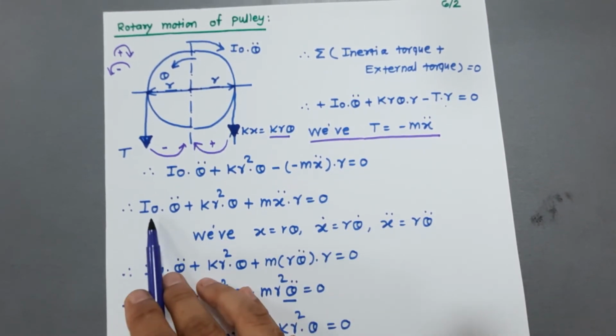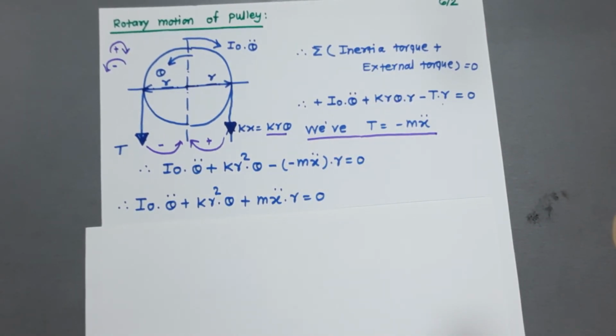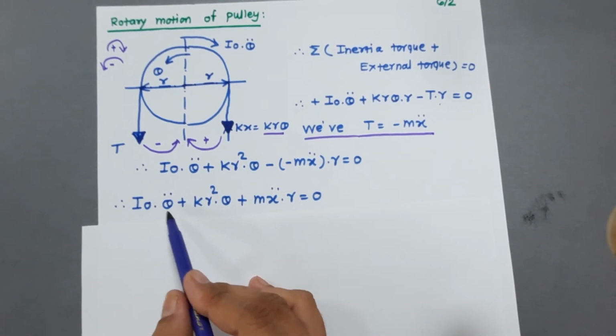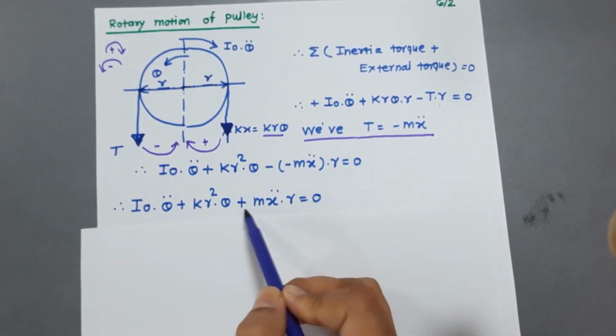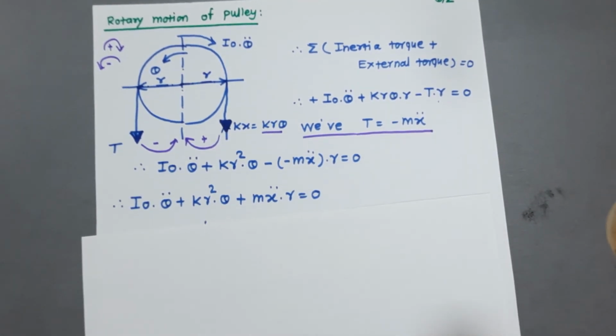Now further, after solving this bracket we have I0 theta double dot as it is, plus Kr square theta, plus, here minus becomes plus, so mx double dot into R. This is the equation we have.